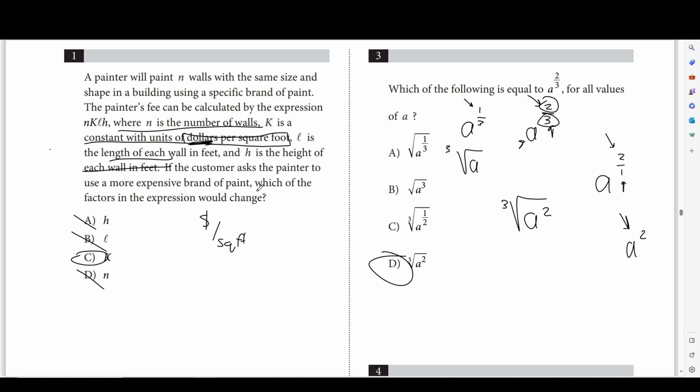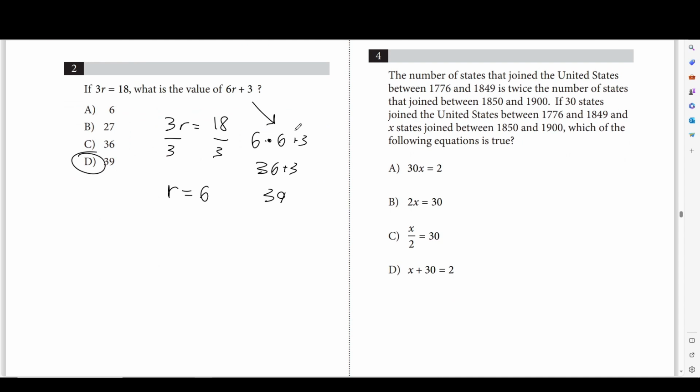Moving on to number 4, it says that the number of states that joined the United States between 1776 and 1849 is twice the number of states that joined between 1850 and 1900, right? So here I have these two time periods. If 30 states joined the United States between 1776 and 1849, so I know that 30 states joined here, and X states joined between 1850 and 1900, which of the following equations is true?